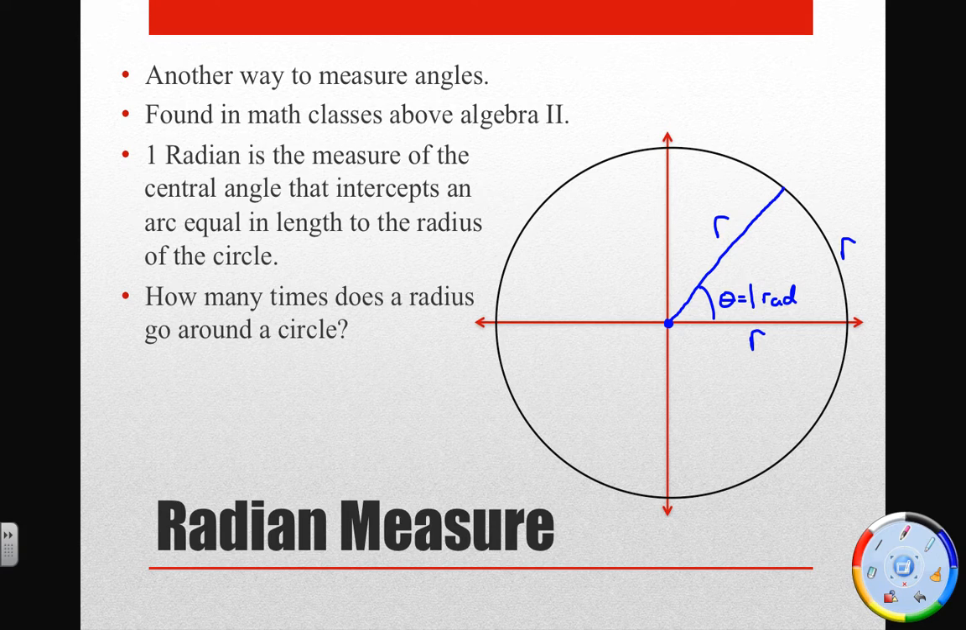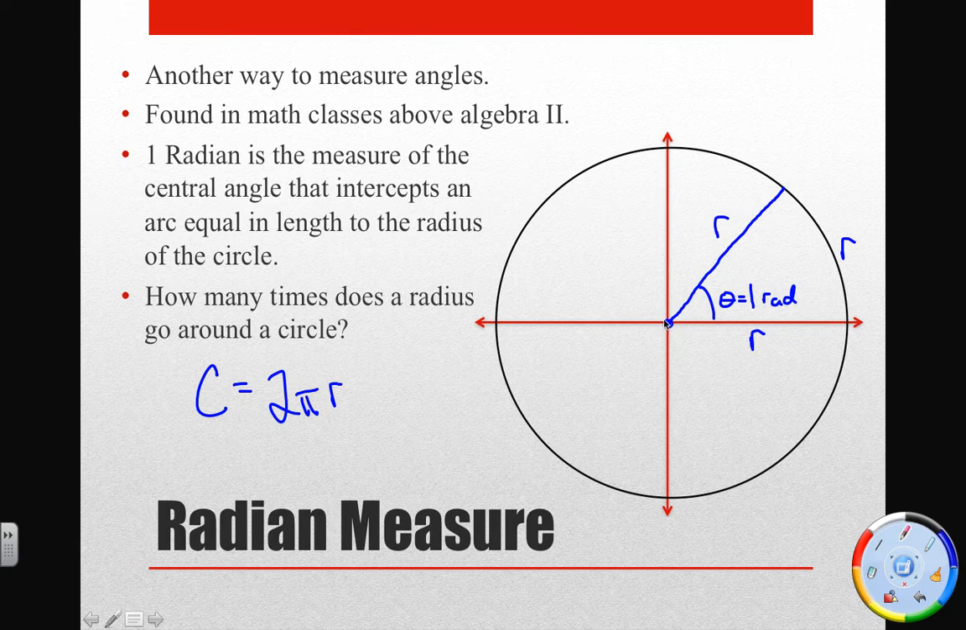And if you've never asked this question, you've certainly used it plenty of times. You know that to go around a circle is circumference. And circumference is 2 pi r. That means to go around the circle, the radius goes around 2 pi times, or just a little bit more than 6.